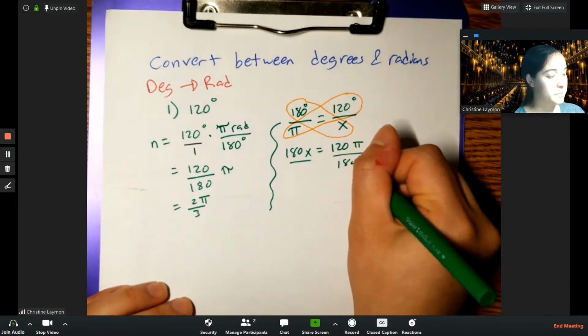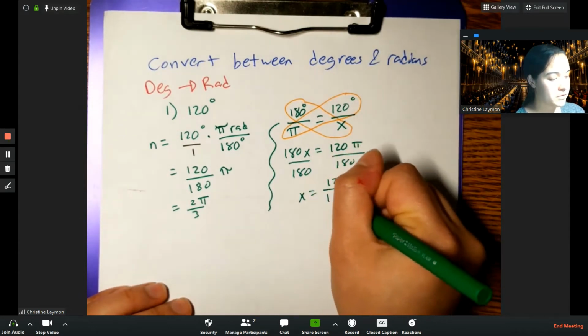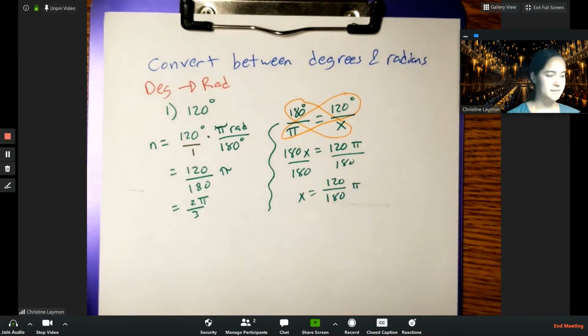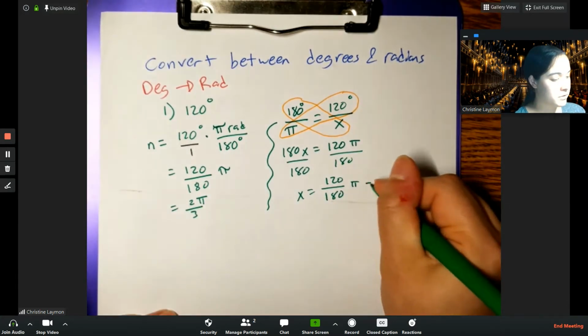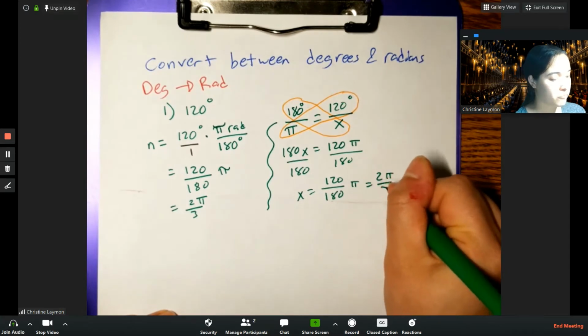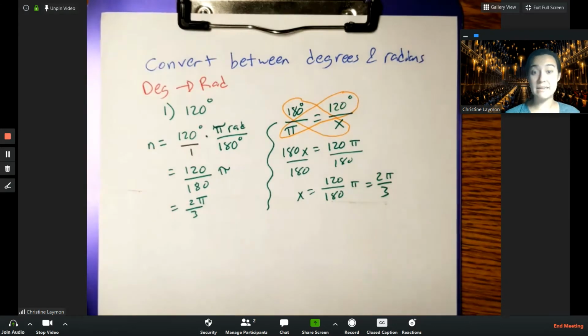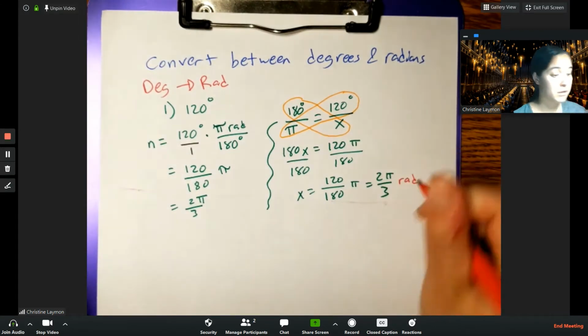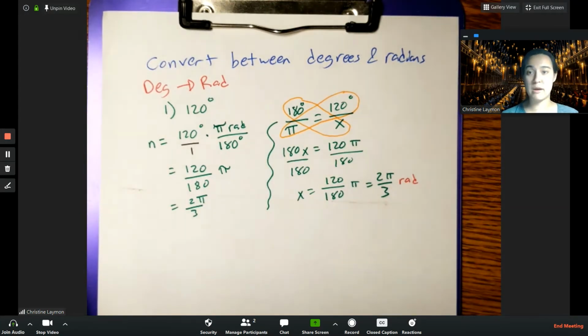Divide both sides by 180, and I have x equals 120 over 180 pi, and I say, oh wait, that is what I have right here. I already know. What I'm talking about is 2 pi over 3. So from degrees, the 120, I have answers in radians. You can write down the word radian, or you can write down rad, or you can leave it blank. Just know that when I have pi in that final answer, I'm talking about radians. So that's an example going from degrees to radians.